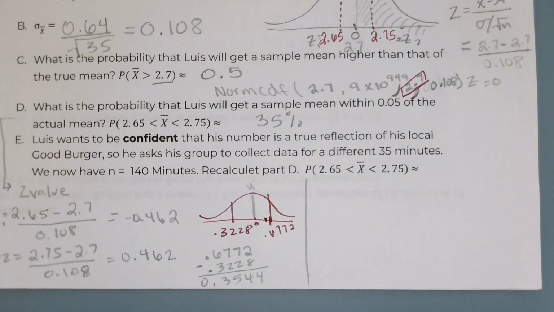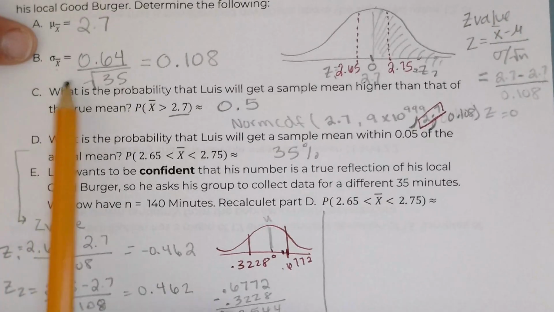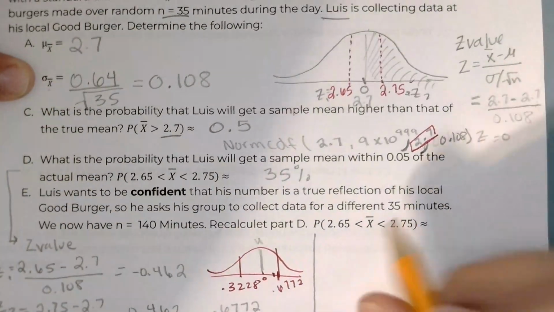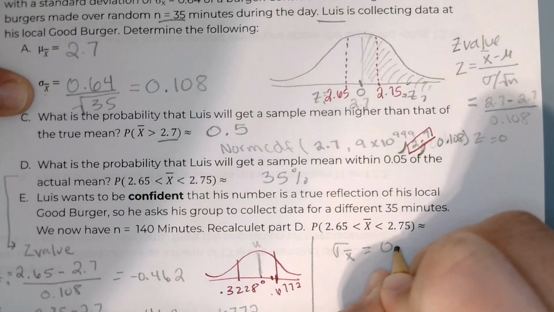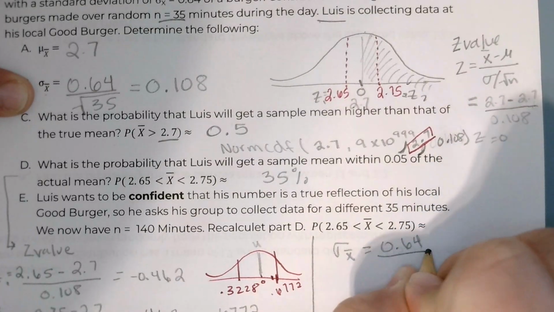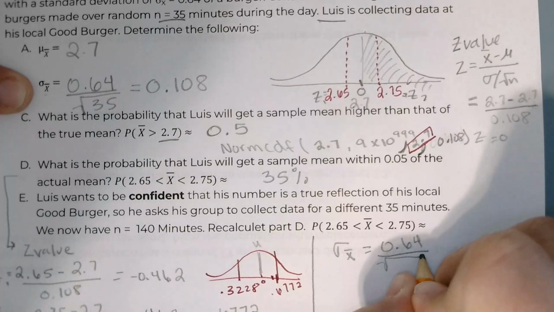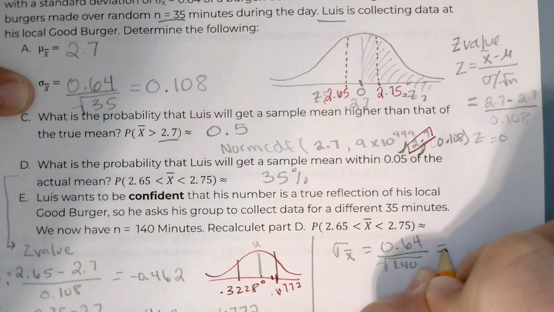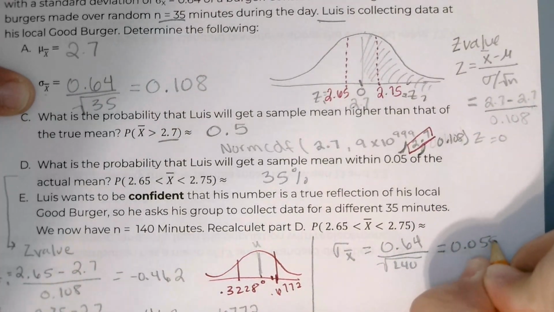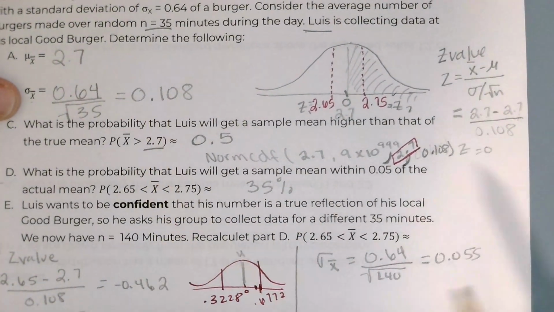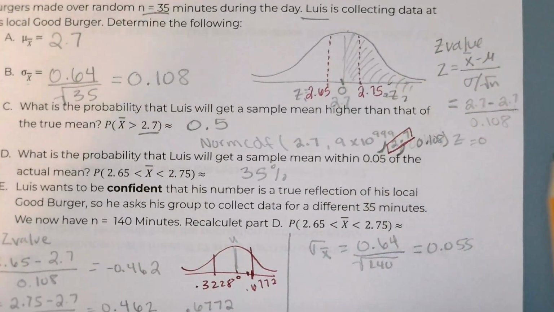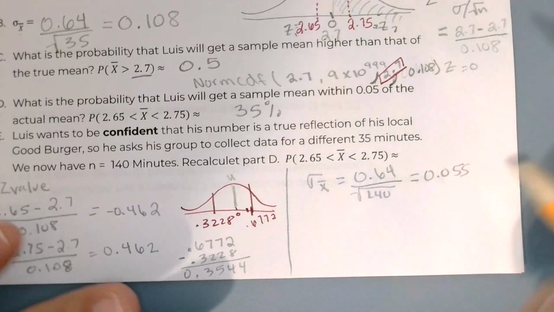Okay, so what actual change do we need to make? The only change that we need to make is we need to change our standard error. So our new standard error of our sample size is 0.64 divided by the square root of 140 this time, which gives us 0.055 error. Notice that that is smaller than our original error. So we're using the central limit theorem here to say that if I use a bigger sample size, I'm getting closer to my mean. So that's what we're trying to show in this problem.